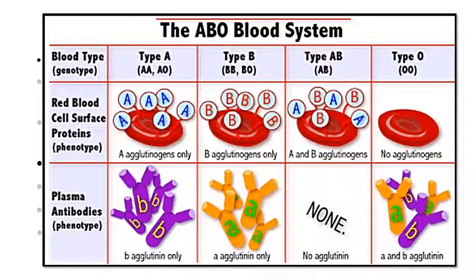Now, if you happen to be an A type, if you happen to have the A blood type, that means that your body contains antibodies that will destroy the B antigen, which you see over here.